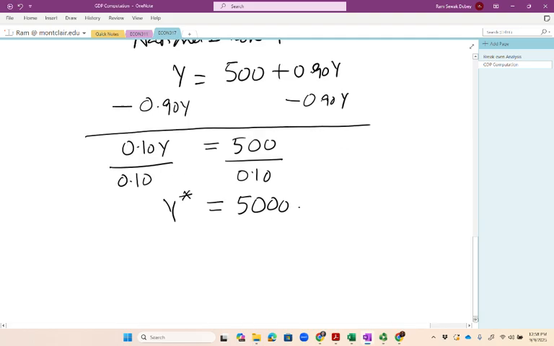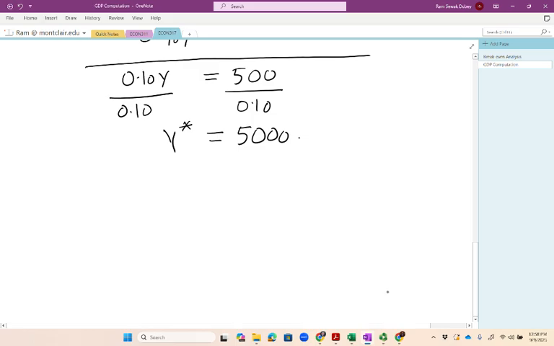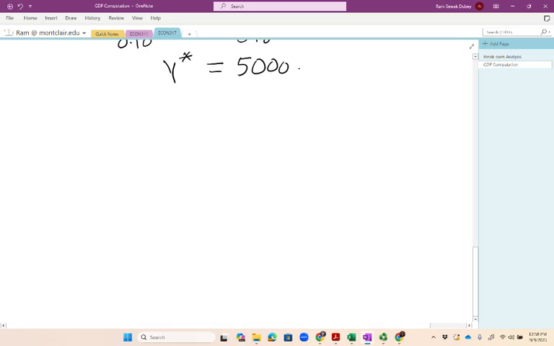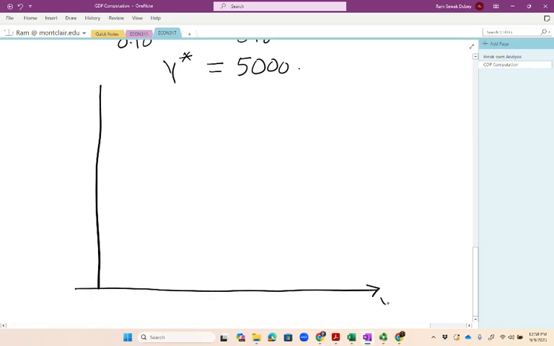That's our answer. And I will also like to show another way, the graphical method, to find out the national GDP in equilibrium. For this, I will draw a graph with national income on the horizontal axis, the aggregate expenditure on the vertical axis. It has intercept of 500, slope of 0.9, so that's the aggregate expenditure.